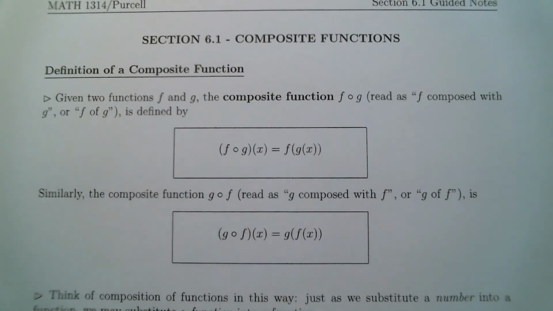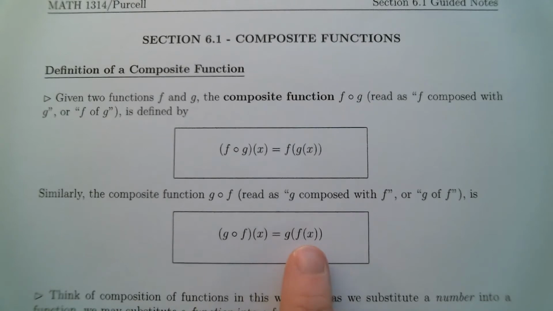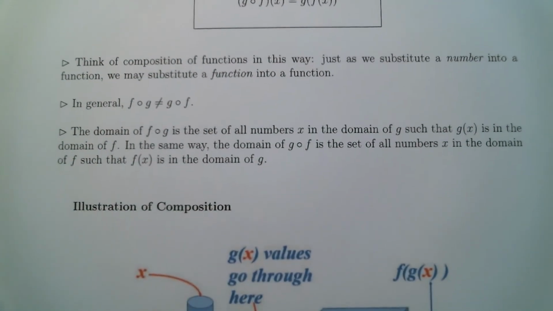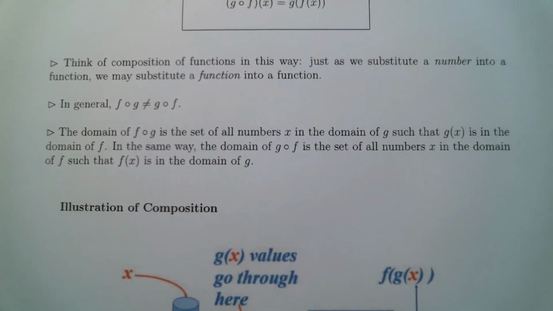So in the next statement, the composite function g of f, or g composed with f, is notated this way. So if you see this, you want to immediately write down this, okay? So you eliminate the circle, okay? Because it's easier to work with that, okay? So what is composition, okay? Next bullet here. It says, think of compositions in this way, okay?